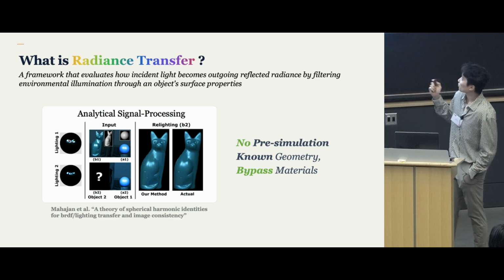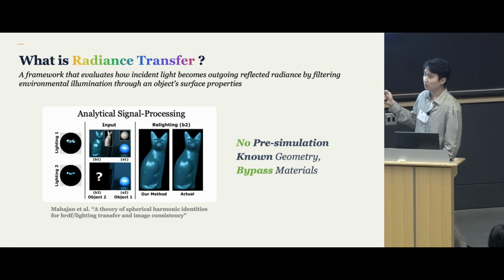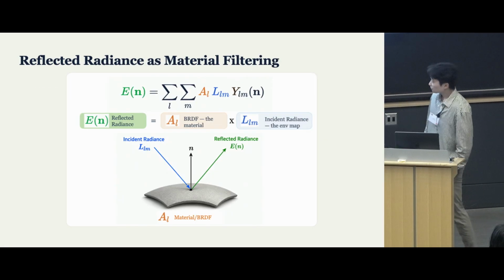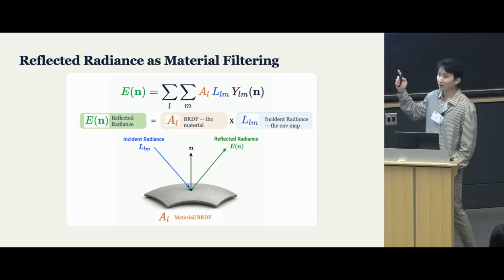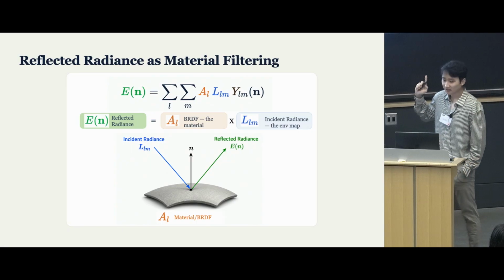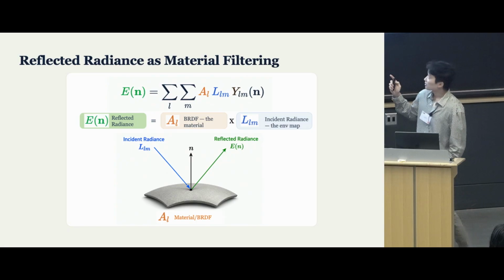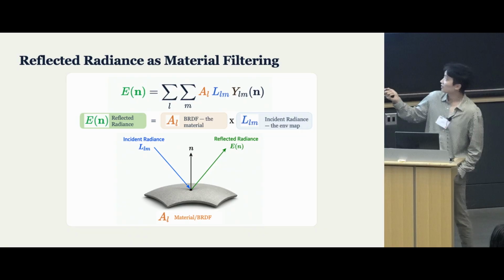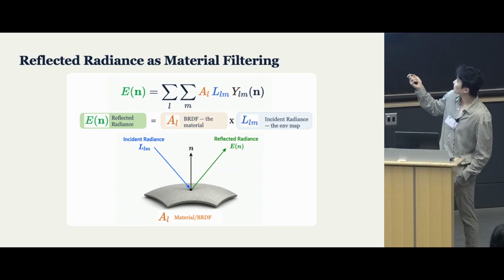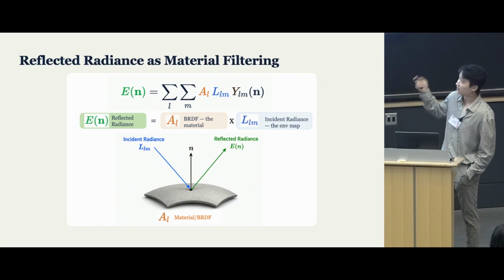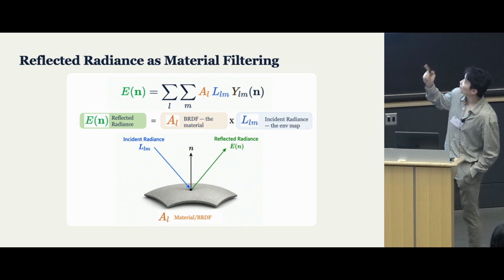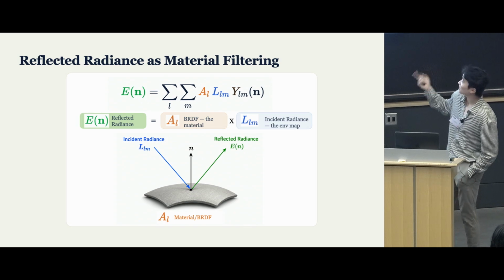So this relighting requires no pre-simulation. We just need to know the geometry, and we do not need to know any material properties. So one mathematical equation that's fundamental is that we treat the reflected radiance as a material filtering step. There are three components here: the reflected radiance, the BRDF, which is the material, as well as the incident radiance, which you can just understand as the environment map. Basically the reflected radiance is the material filtered version of the incident radiance.